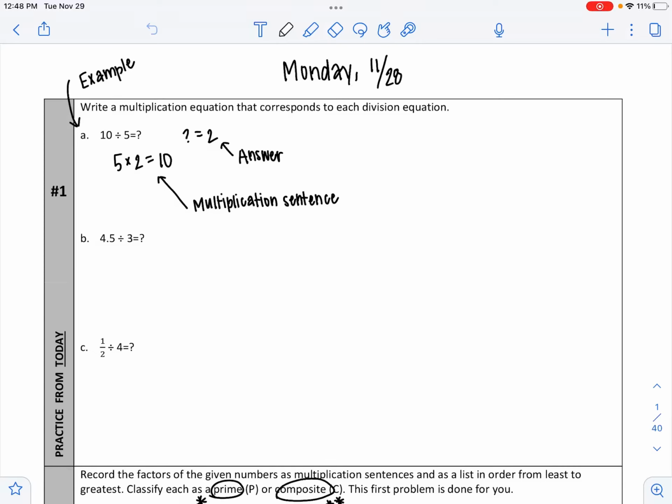This video covers Morehouse's homework for Monday, November 28th. In the first question, you're being asked to write a multiplication equation that corresponds to the division equation. There's already an example there for you.